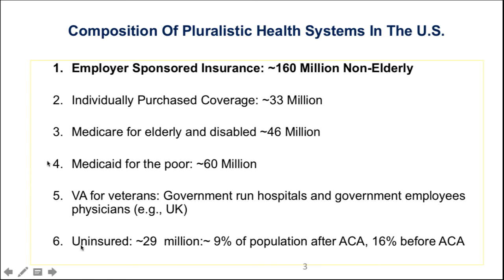Finally, we have about 29 million people who don't have insurance, which accounts for 9% of the population after the ACA, and it was 16% before the ACA. By repealing the ACA, this number is going to go even above 16%, because most employer-sponsored insurance and individually purchased coverage are currently subsidized by the government through tax exemption, and by repealing the ACA, they lose that exemption and cannot afford to cover people, so this number will increase.